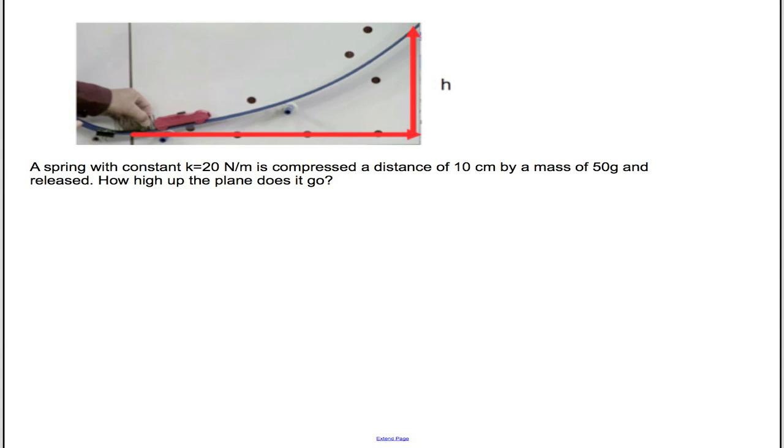A similar problem is, let's say we compress a spring and just shoot this thing up. How high does it go? If the spring constant is 20, if we compress it by 10 centimeters, and the mass of the cart is 50 grams. So basically all the energy right here, which is 1/2 kx squared, that's all the energy it has. All the energy at the bottom at this point equals all the energy at the top at this point. Well, at the top it's just mgh.